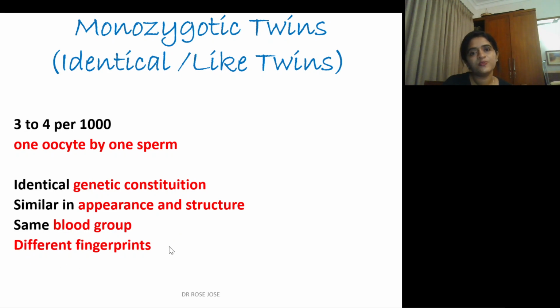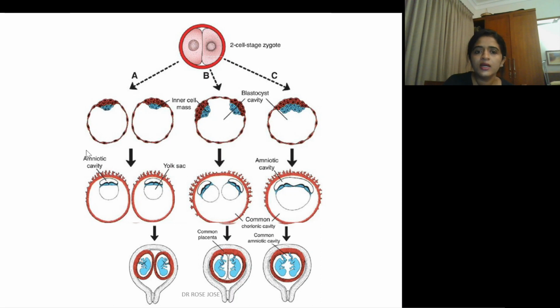The reason is the fingerprint patterns are actually gained during development inside the womb. So it is mainly the environment which decides the fingerprint pattern. So it's not a genetic component. That is the reason why, though they are derived from a single zygote, they will be having different fingerprints. So this is how it is developed.